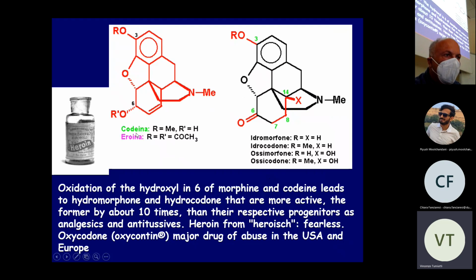You see here the chemical structure of codeine. R is a methyl group. Heroin, the two groups are two esters. Hydromorphone, hydrocodone, you have the reduction, the oxidation, of the OH group. And oxymorphone, oxycodone, we have the introduction of the OH on carbon 14 in order to increase the interaction, an additional hydrogen bond with the receptor.